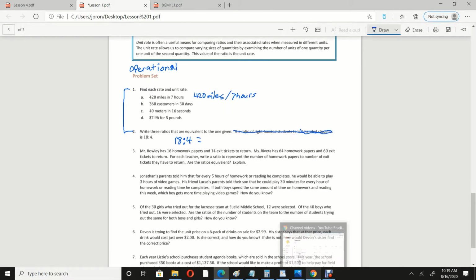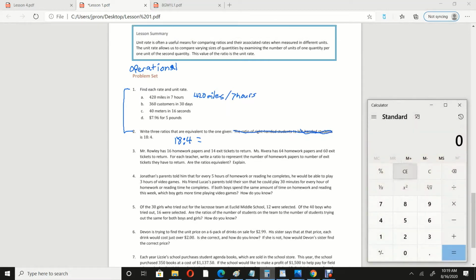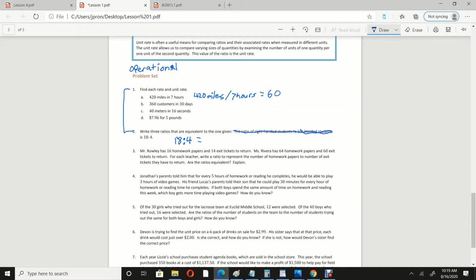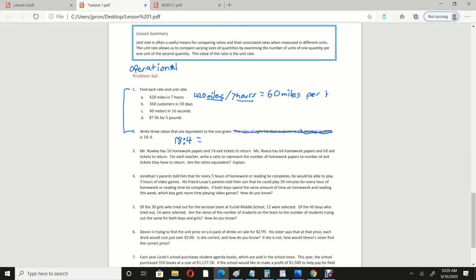And I'm going to do long division and show my work. 420 divided by 7 would be 60. And what would that represent? So the 60 represents miles per hour.